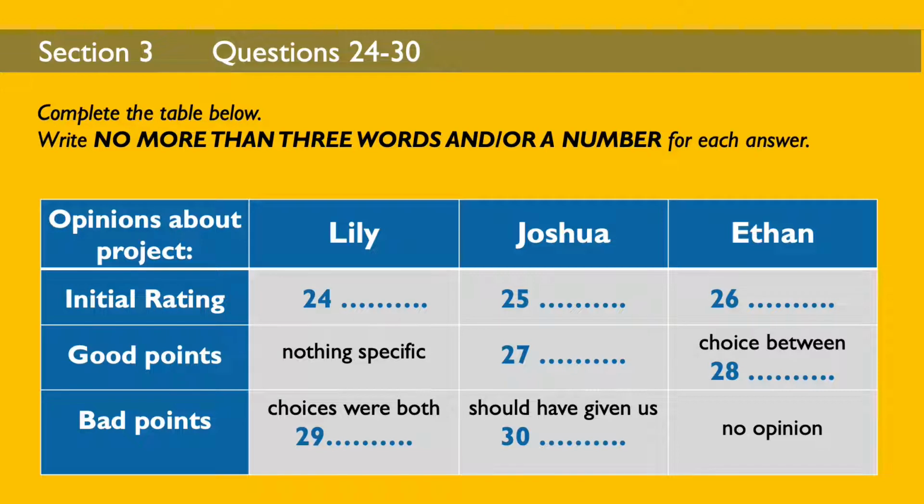Now it's time to focus on a table completion task. And these are very common in IELTS listening section 3. What you need to do here is look at the table, which is basically a summary of the speaker's opinions about the project. Then you need to fill the gaps with the information you hear in the recording. And the key information here is that you need to write down the exact words that the speakers use. Don't change them, don't paraphrase them, write down exactly what you hear. In this task, write no more than 3 words and/or a number for each answer.